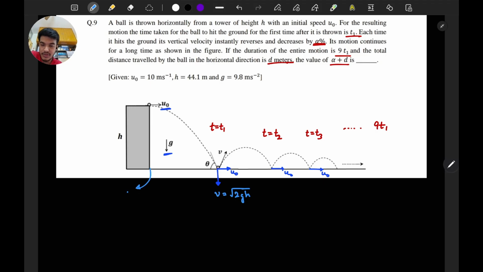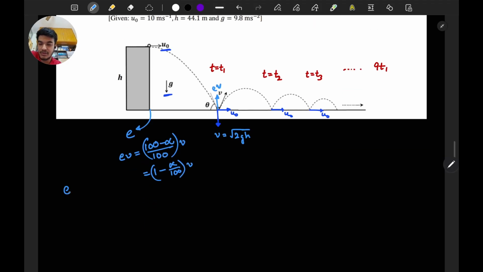Now since there is some coefficient of restitution e, for which the speed is getting reduced by alpha%, we know after it bounces off, the vertical component will change and it would become e into v. So if it is getting decreased by alpha%, that means ev is basically (100 minus alpha) into v by 100, or 1 minus alpha by 100 times v. So my coefficient of restitution can be related with alpha as e equals 1 minus alpha by 100.